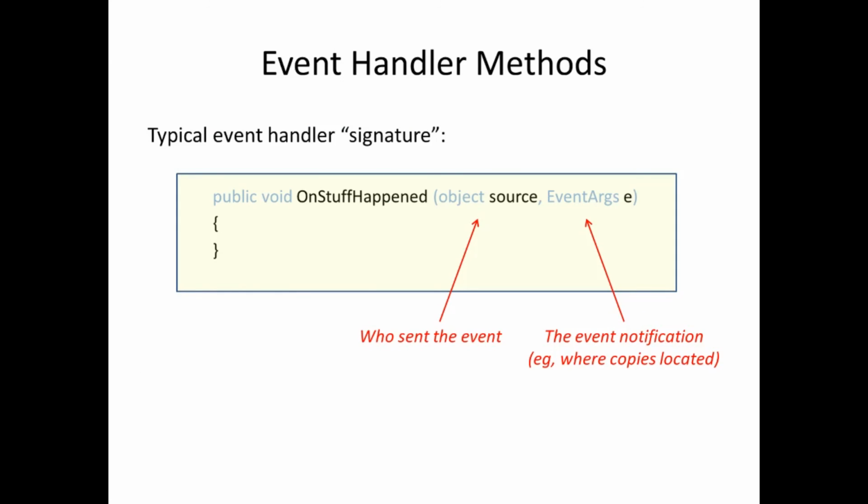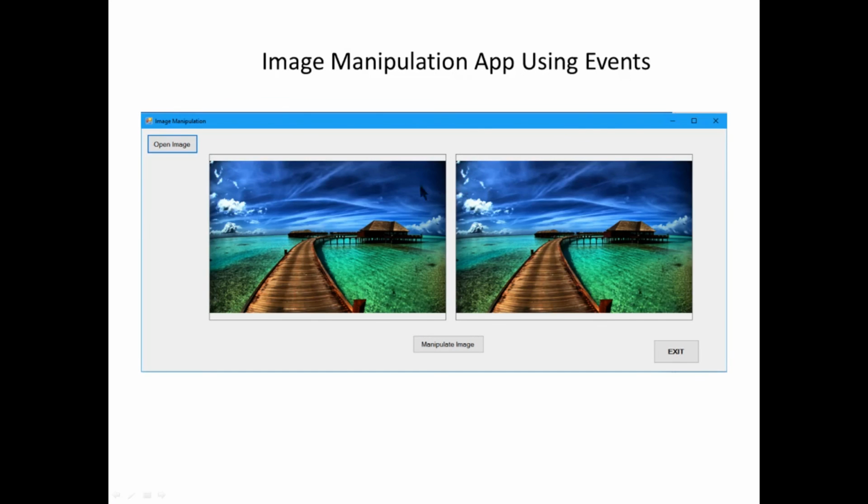So that gives you a general idea of hopefully how all this event stuff works. In the next video, we're going to apply that to a very simple application. And this is going to be an image manipulation application using events. Just to show you what's coming in the next video a little bit, this application is going to be a Windows Forms, and you click on this open image, and it will open an open file dialog, allow you to select an image, and it will take in that image and populate these two picture boxes with that image.